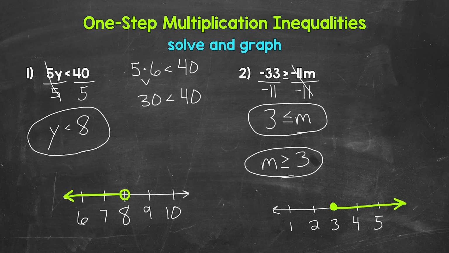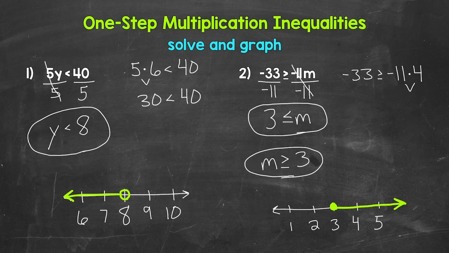And then lastly, let's check a solution just to make sure we are correct here. So we can plug in anything greater than or equal to 3 for m in order to see if it works. Let's use 4. So we have negative 33 is greater than or equal to negative 11 times 4.